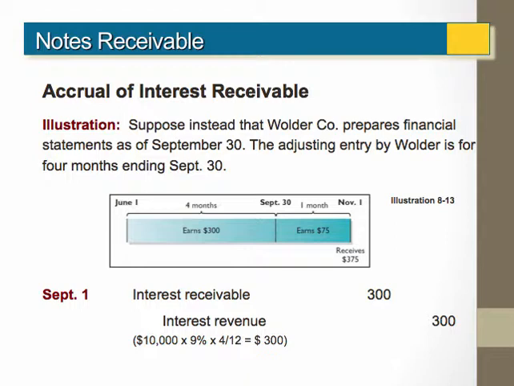We would recognize the interest for that fiscal year and call it interest receivable, and we would have to recognize the interest revenue for those 4 months in this example that shows how much interest we've earned. So we would do a journal entry, debit interest receivable, credit interest revenue.